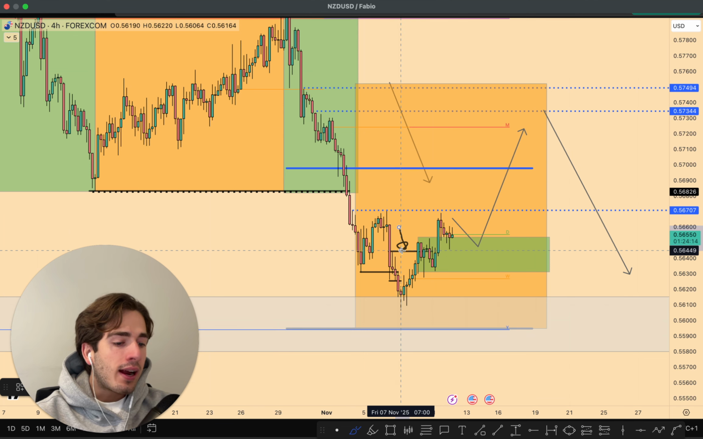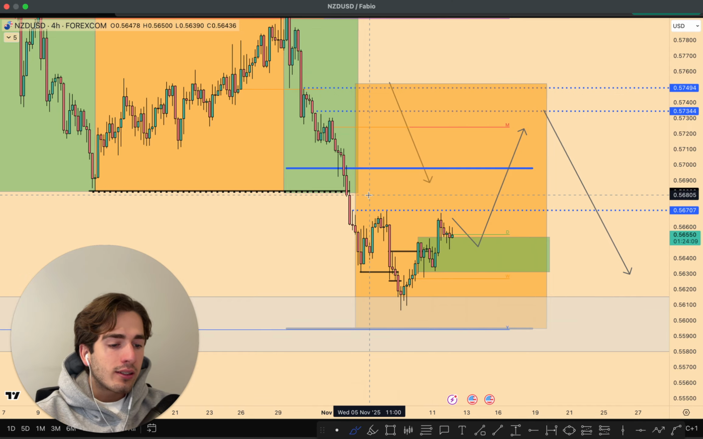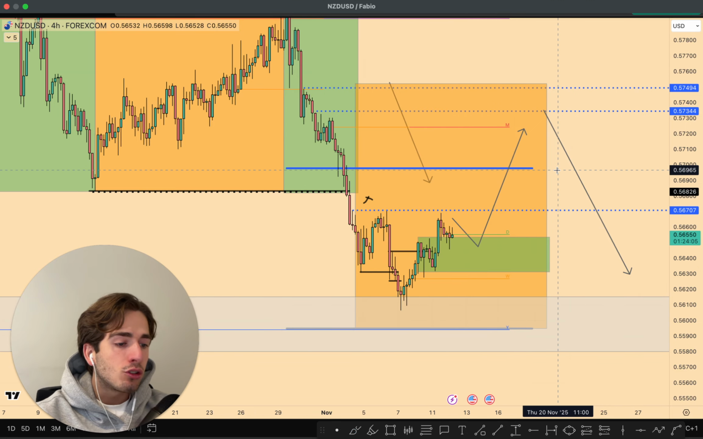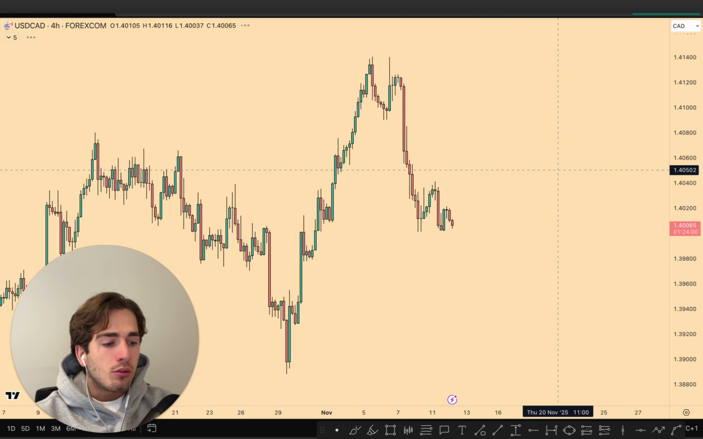It provided us with the change of character. Yesterday I told you guys as well, weekly open here, and then boom, pushed up higher. It still has liquidity open here, so I'm still expecting some more upside from NZDUSD in the short term, further higher. Then USDCAD, USDJPY, USDCHF.